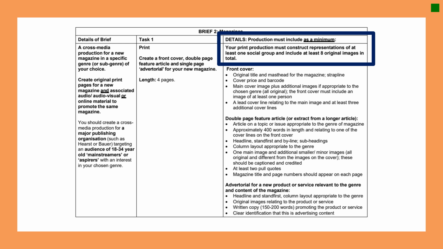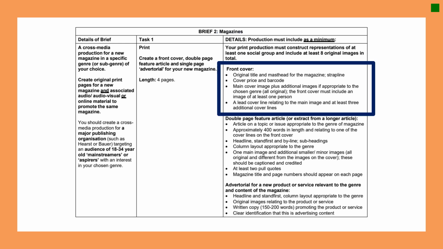What are they going to look like? What's the background going to be? So it's important that you're thinking about that. Some people just like to photograph objects, but it doesn't really work on this. You've got to have people in there. It's got to be a representation of a social group.